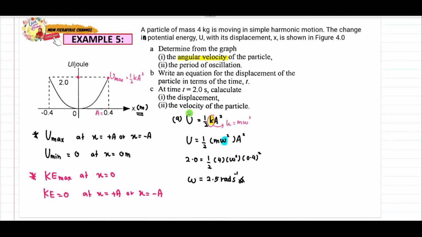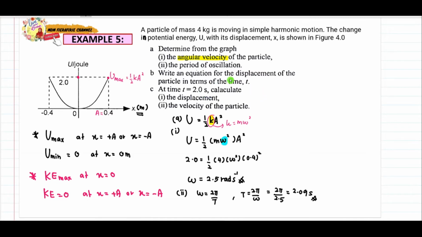Boleh? Okay. This is A1. A2, the period of the oscillation. So, this is very simple. Kita dah buat banyak kali. Omega equal to 2 pi over T. So, T is equal to 2 pi over omega. Omega we already got 2.5. So, T you will get 2.09 seconds. Okay? So, finish question A.